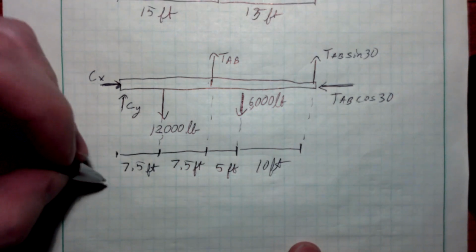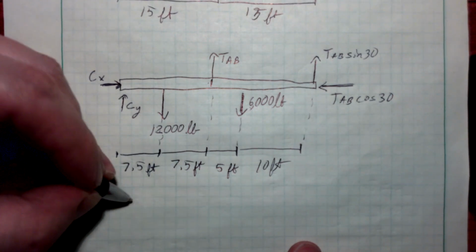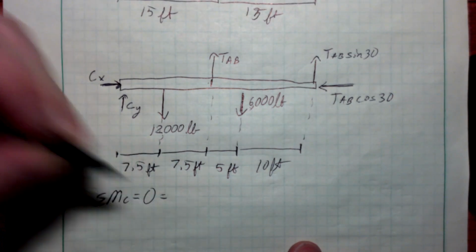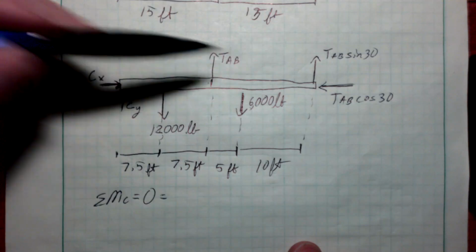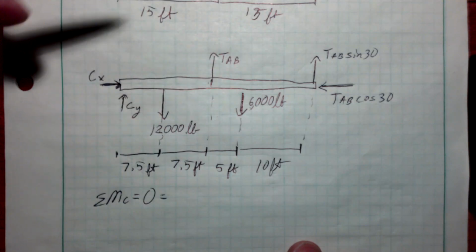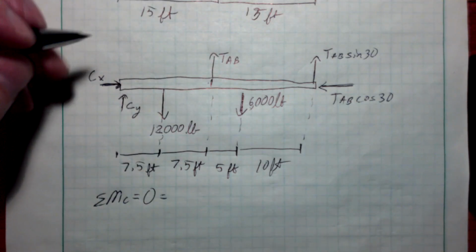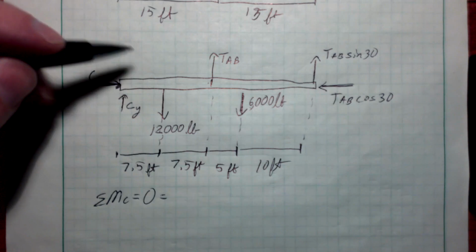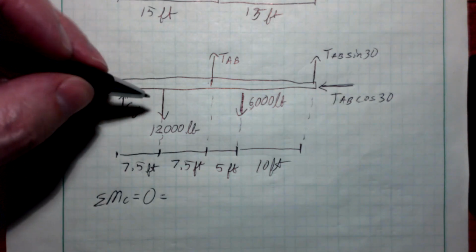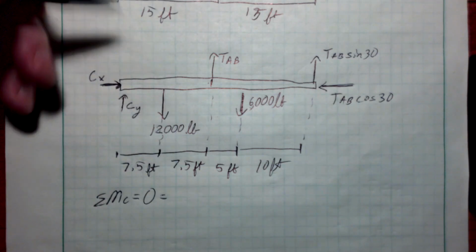If you look at this and say, hey, Steve, you know what? If I take the moments about C, both CX and CY go away, I'm left with TAB as my only unknown. By the way, I don't have answers to this, so if you're getting different numbers, say so. You guys saw me get the 12,000. I'm pretty confident with that. But if you get other numbers, leave them down there in the comments.